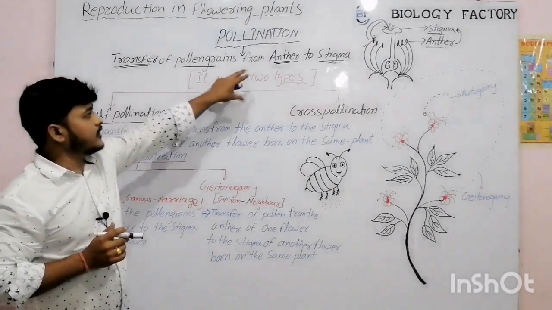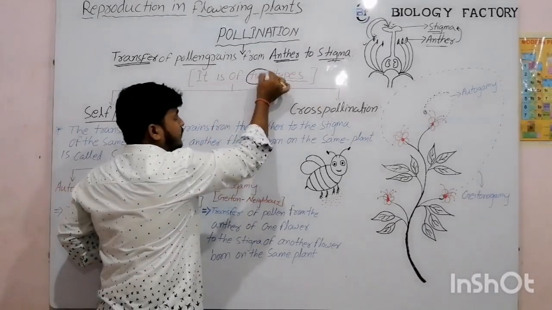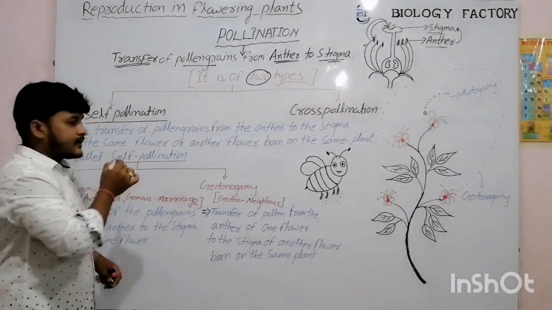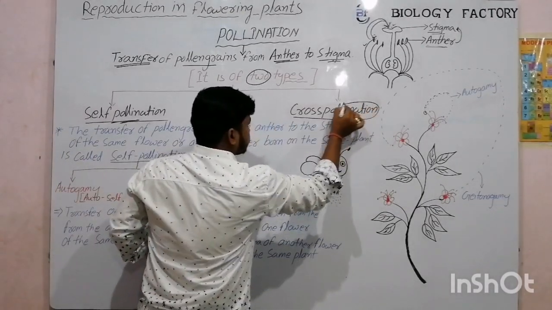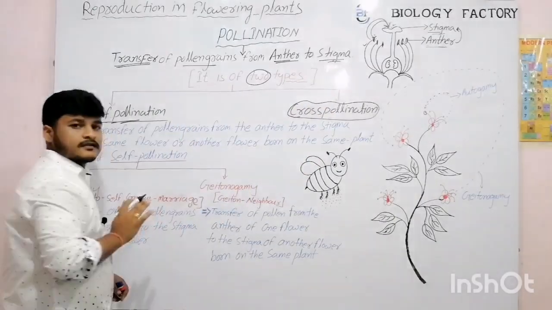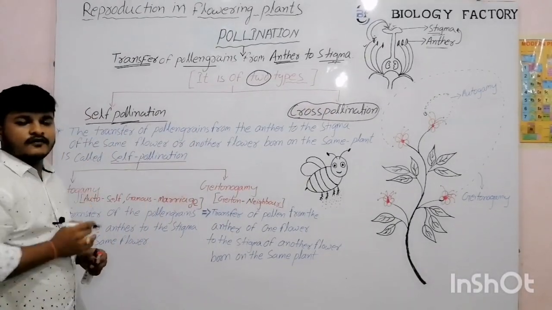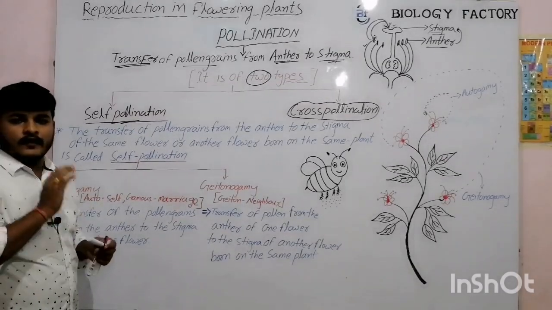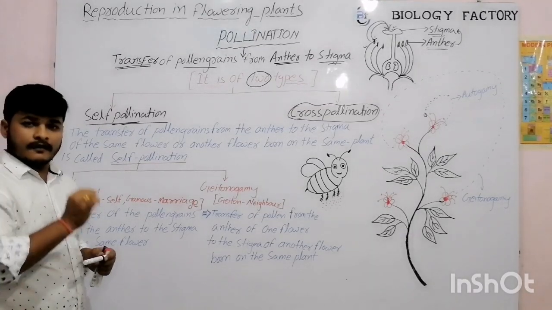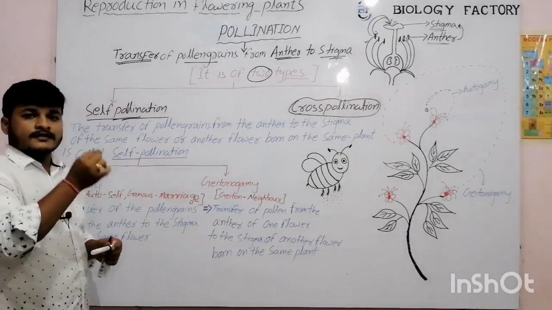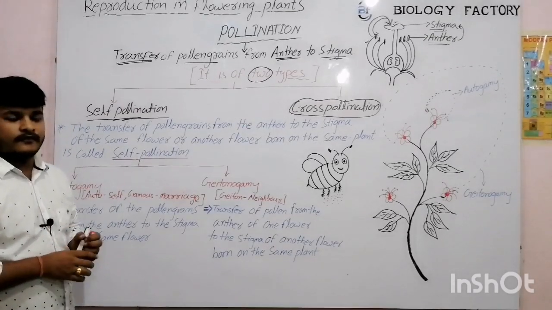Next, the pollination process is divided into two types. One is self-pollination, and another is cross-pollination. In this particular session, we just discuss self-pollination. The definition of self-pollination is that when the pollen grains are transferred from the anther to the stigma of the same flower, or of another flower borne on the same plant, it is known as self-pollination.